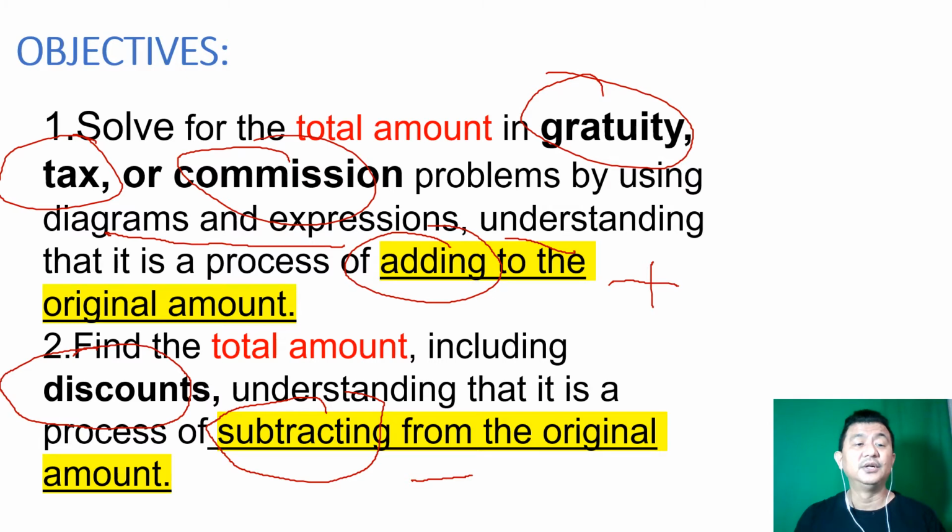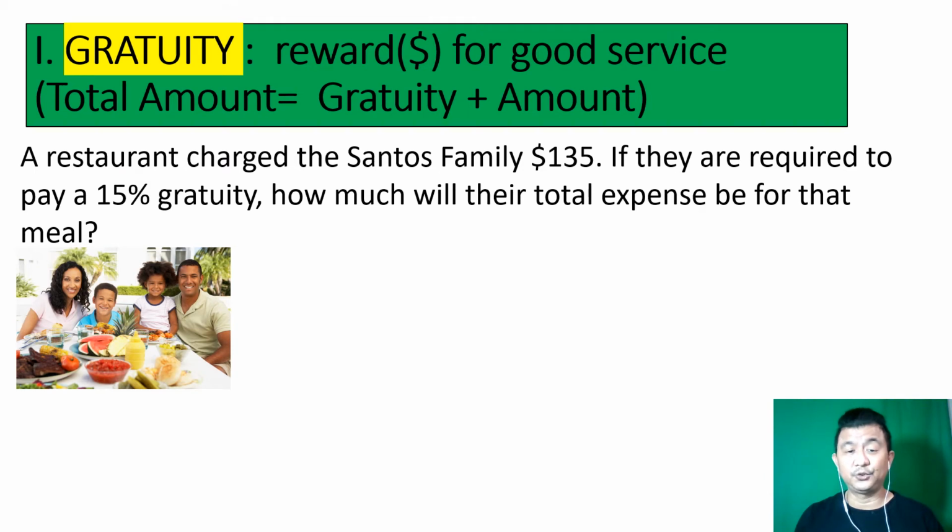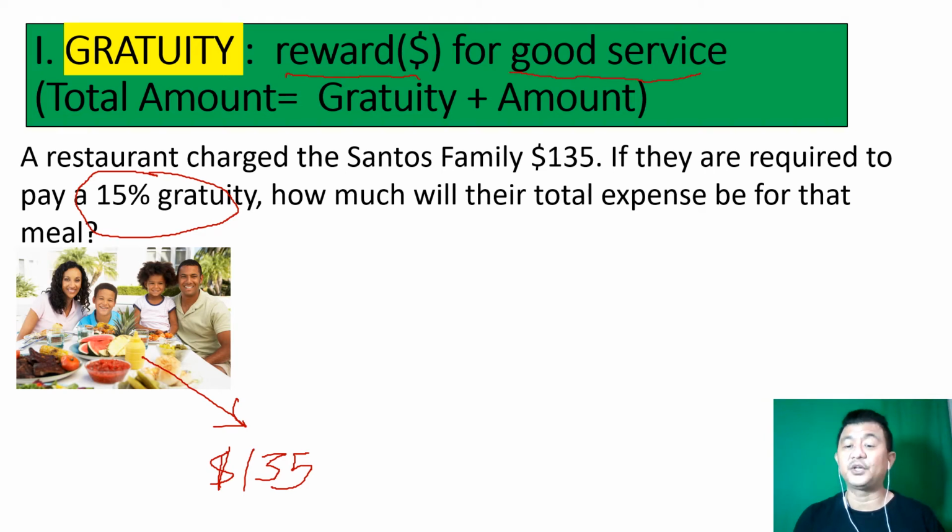Now we will apply that on each of the following situations. Let's start with gratuity. Gratuity goes like this. A restaurant charged the Santos family $135. So for all of this meal, the receipt says you have to pay $135. If they're required to pay a 15% gratuity, what is gratuity? It is a reward for good service, because the waiter or the staff has been very accommodating, very courteous, and the service was good. They require a 15% gratuity or tip. That's what you call tip.